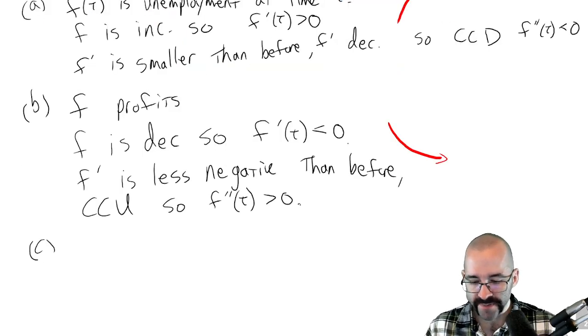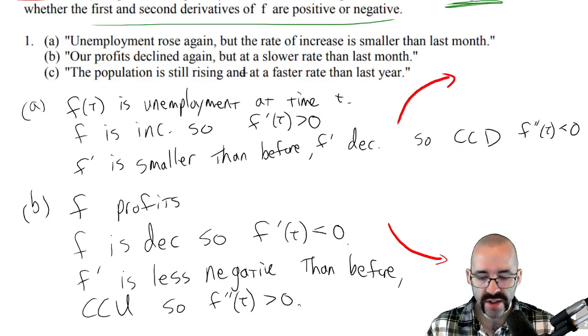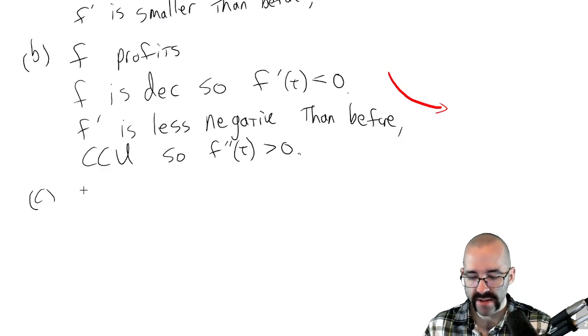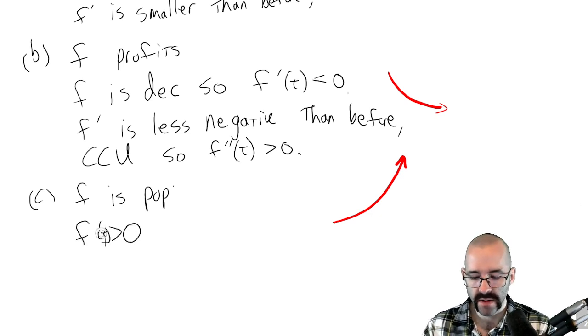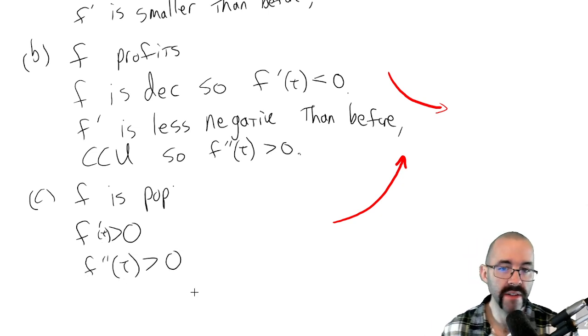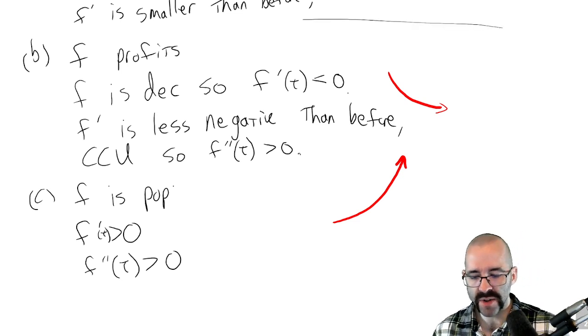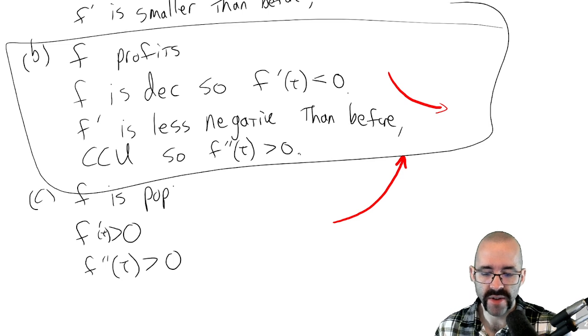And then looking at letter C, population is still rising at a faster rate. So f is the population. Rising at a faster rate means it's going up and it's getting steeper. So very quickly, that tells us f prime is positive and it's concave up. That was a positive second derivative. That's how we tie everything together here. Let me know if you have questions about this one, especially letter B. It's definitely the most confusing.